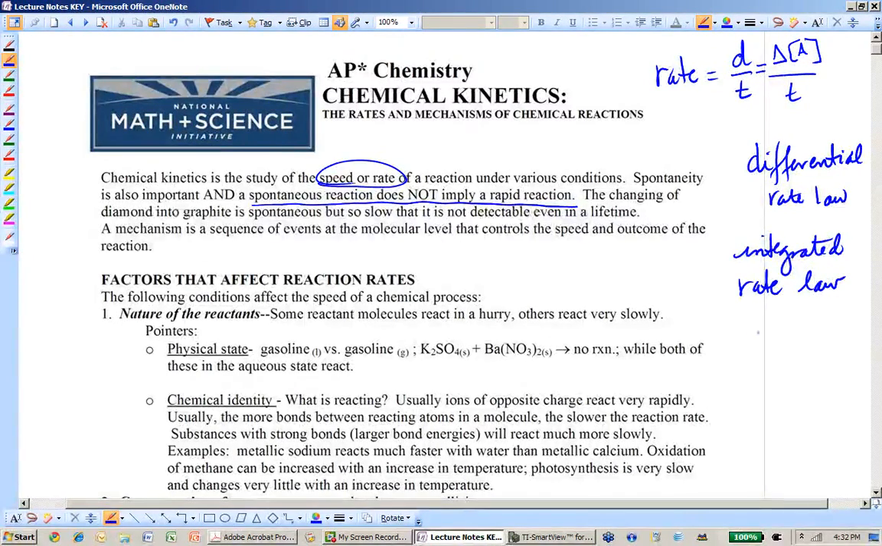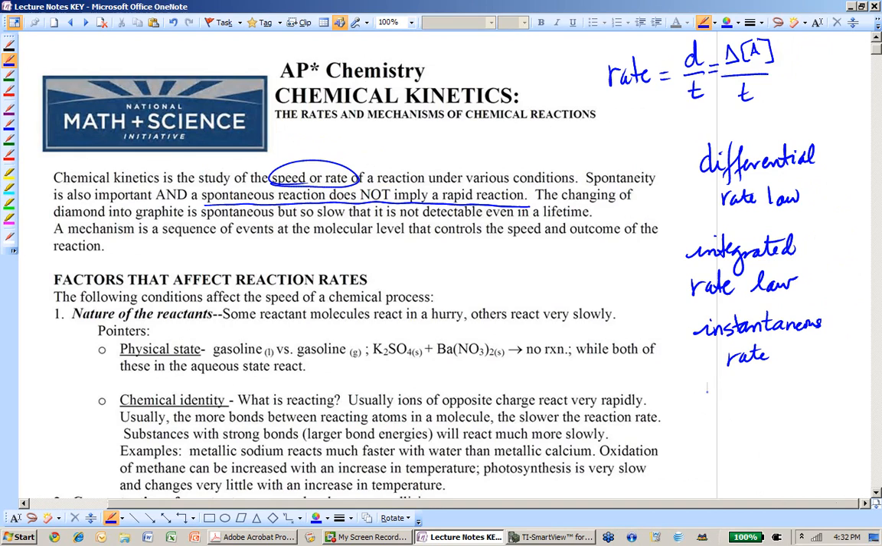We're also going to talk about instantaneous rates. We're going to actually talk about that one first. Instantaneous. I have trouble spelling. Instantaneous rates. We're going to talk about relative rates. And we're finally going to talk about calculating activation energies.